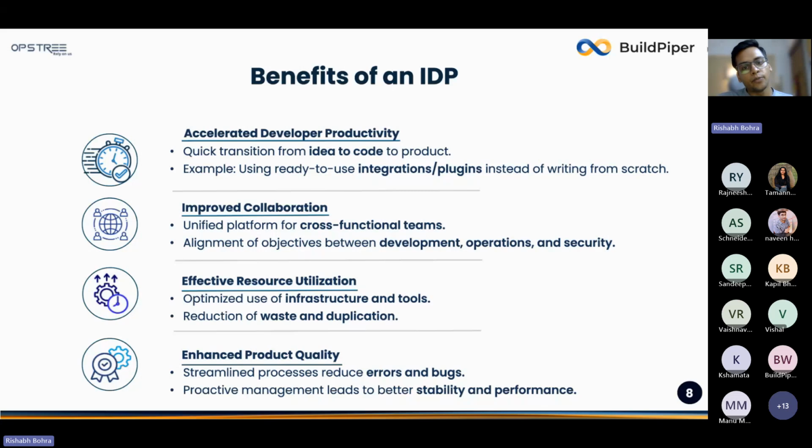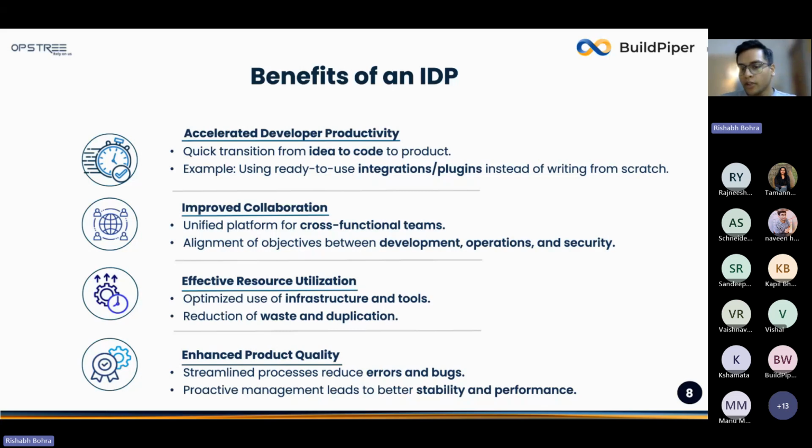The second one is improved collaboration. Since the IDP is essentially a single pane of glass, which acts as a point of contact for multiple teams and fosters collaboration, you get a unified platform for cross-functional teams to work together rather than using some different channel for collaboration.